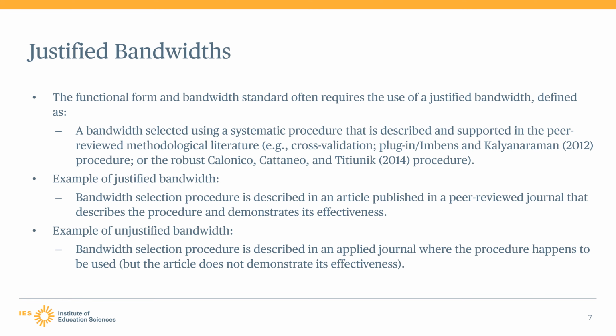Some of the most frequently used procedures are bandwidth selection via cross-validation, the plug-in or Imbens-Kalyanaraman procedure, or the Calonico-Cattaneo and Titiunik procedure, also known as the robust CCT. Other bandwidth selection procedures are justified if they are described and supported in the methodological literature. For instance, a procedure would be considered justified if it were described in a peer-reviewed journal that describes its procedure and demonstrates its effectiveness in a broad way.